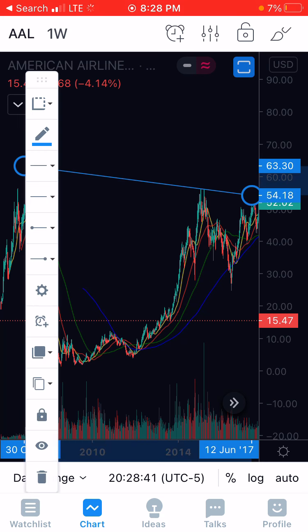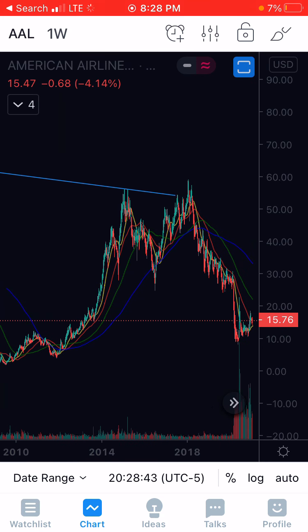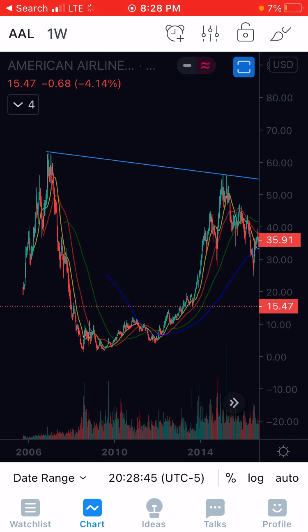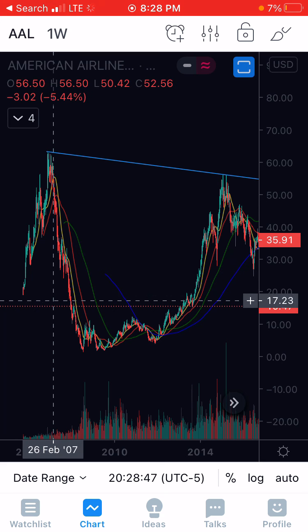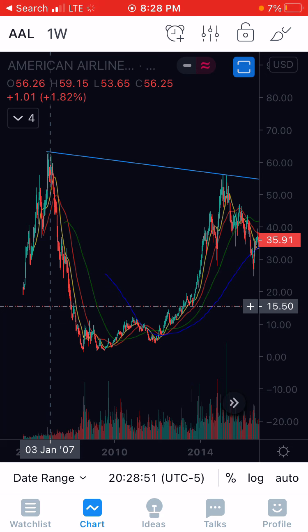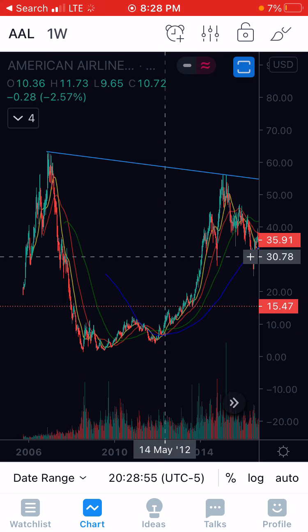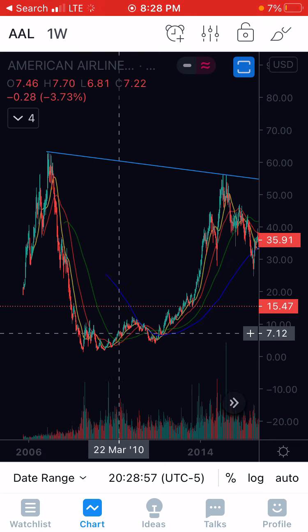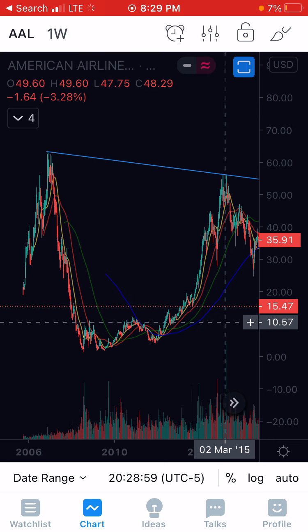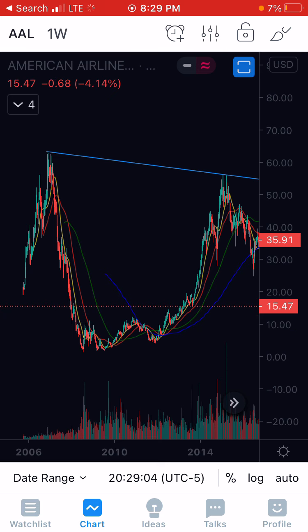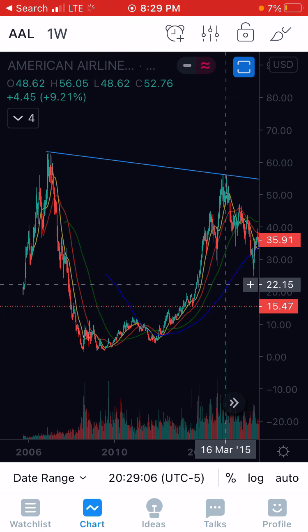So the first thing that I usually do is I find its resistance points. As you see, the stock came up around January of 2007, and that's where it found its first peak. And then it did an accumulation phase for quite a long time, almost 8 years. And then it found its next peak.